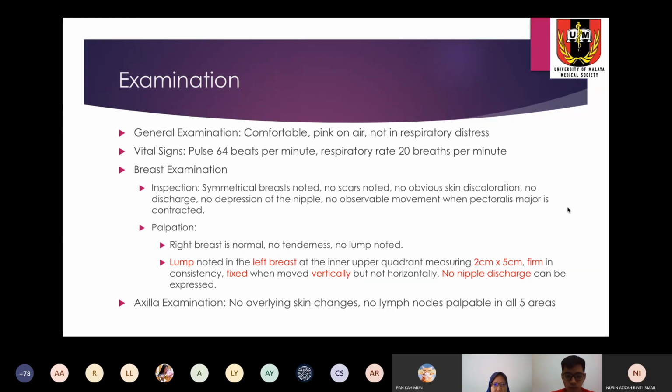Okay, so moving on to palpation. For the right breast, it's normal, no tenderness, no lump noted. For the left breast, there was a lump noted in the upper inner quadrant, measuring about 2 centimeters by 5 centimeters. It's firm in consistency, fixed when moved vertically but not horizontally. No nipple discharge can be expressed. So this obviously is not quite enough for the description of the lump.